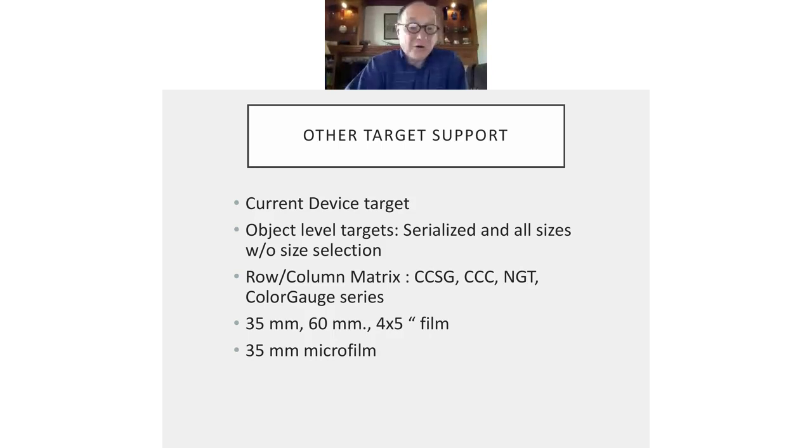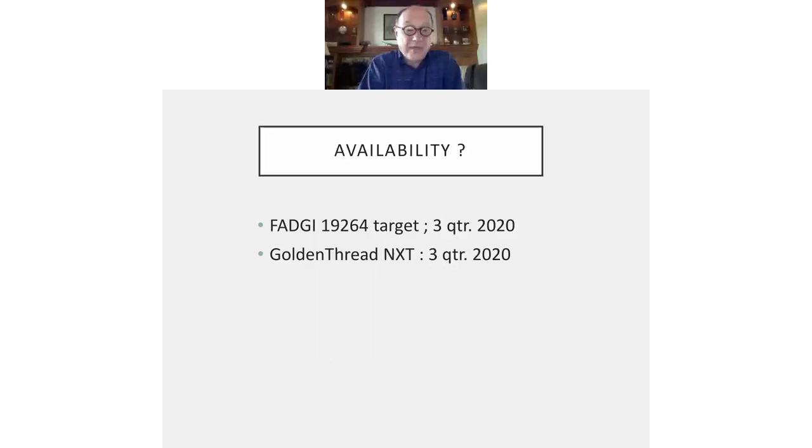We will support all the typical row column matrix color targets, as we call them: ColorChecker SG, ColorChecker Classic, the next generation target, and some of our miniature color gauge series. We'll have film and 4x5 film support also, just like we do in the current software. We're expecting this with most of the bugs worked out by the third quarter of this year. I see I don't have a forward arrow from here, so let's see what the questions are.